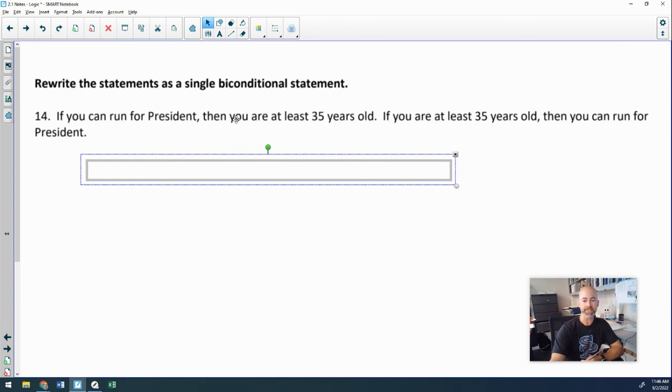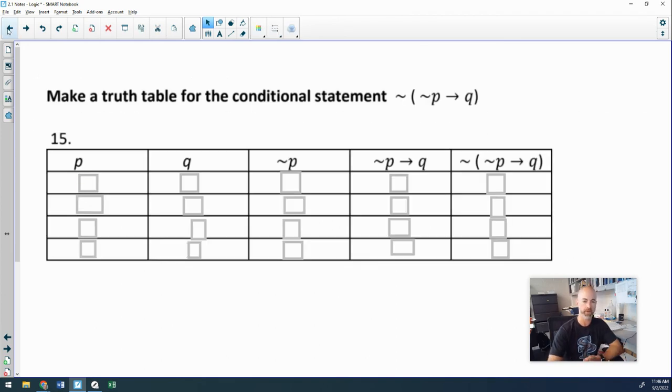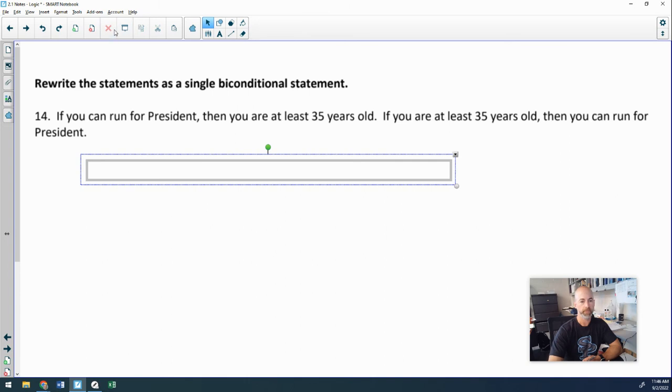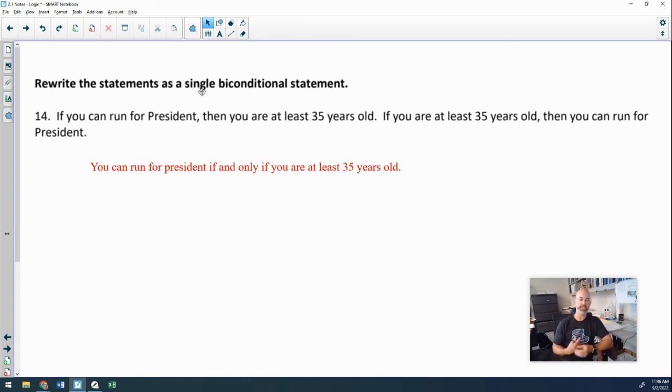Rewrite the statements as a single biconditional statement. If you can run for president, then you are at least 35 years old. And if you are at least 35 years old, then you can run for president. Those are true in the United States of America. So that can be written as a biconditional: you can run for president if and only if you are at least 35 years old. So there's your biconditional for that statement, and that is a true statement.